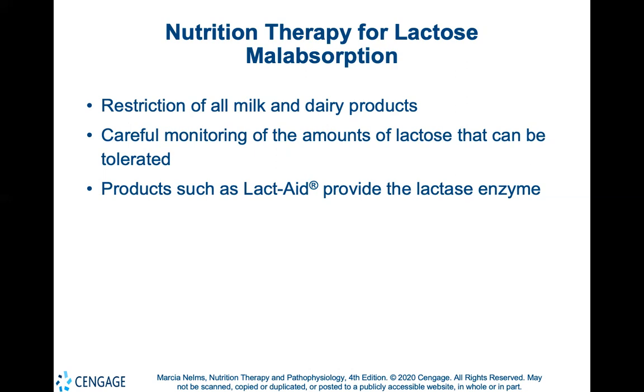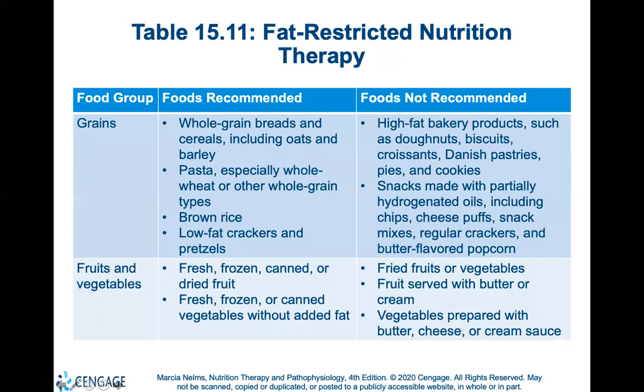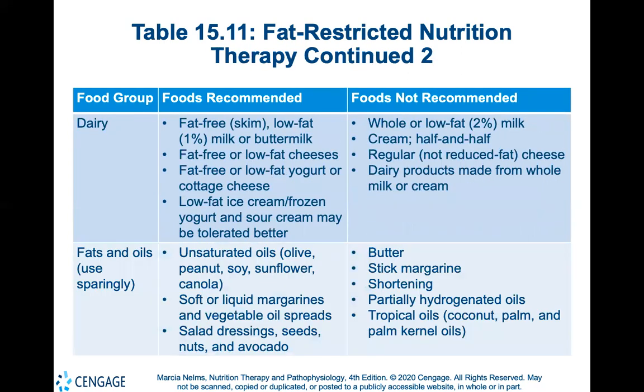Table 15.11 is the fat restricted nutrition therapy. It talks about the food groups. For example, if it goes over grains, it says which foods are recommended and which foods are not recommended. Please go over this, so when reviewing with patients, you know which foods are recommended and which are not. It continues on with dairy and fat and oils.